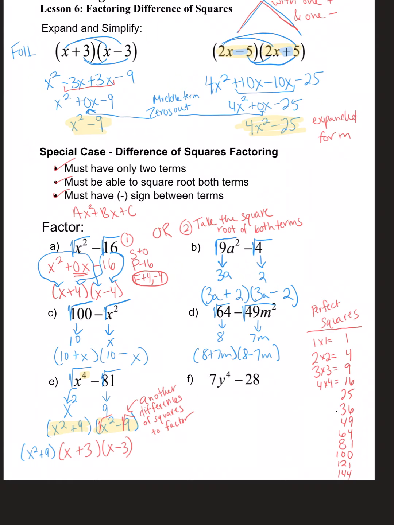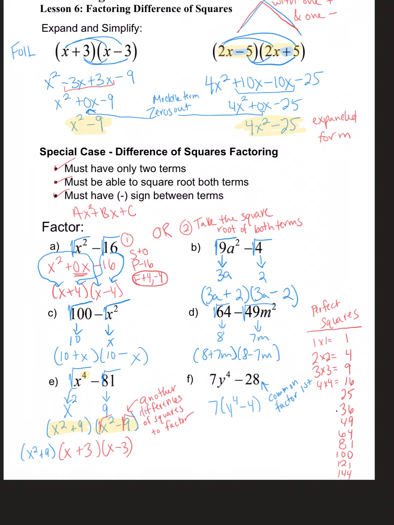So if we look at our last example here, we have 7y to the power of 4 minus 28. If I look at my list of perfect squares, I don't see either of those numbers on there. So we have to think about how we could factor this. And we should really always think about common factoring first. So let's try to common factor first and see if that presents itself in some other way. I'm going to pull out a 7 because I can see 7 is a common factor of 7y to the 4 and 28. So when I pull out a 7, I'll be left with y to the 4 minus 4.